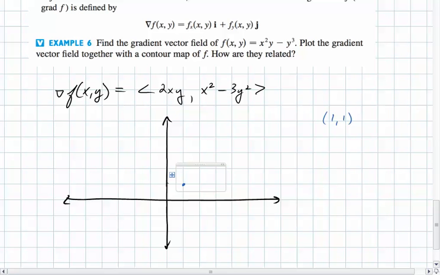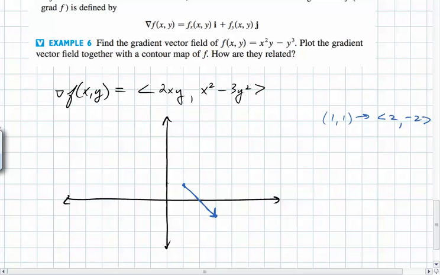So if we plug in 1, 1, Nell, what's the vector become that correlates to? 2 comma negative 2. So down 2. So over 2 and down 2. So how does that look right there? Does that look okay?